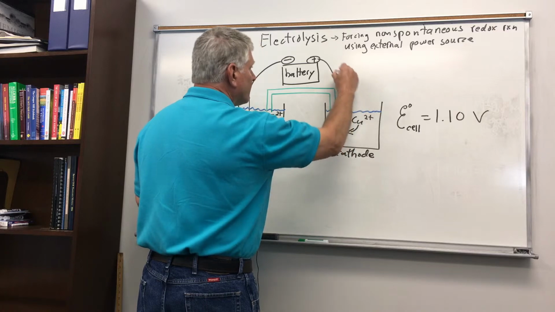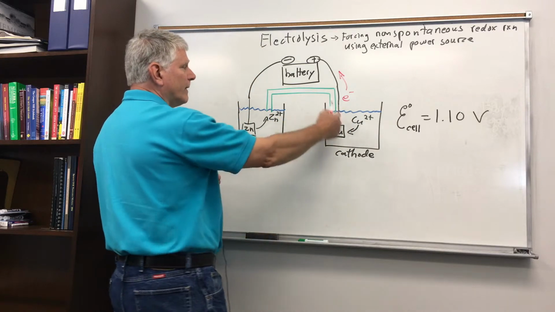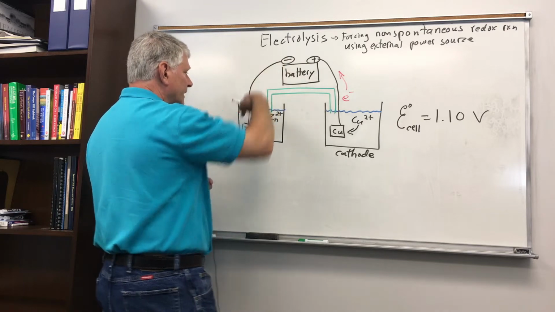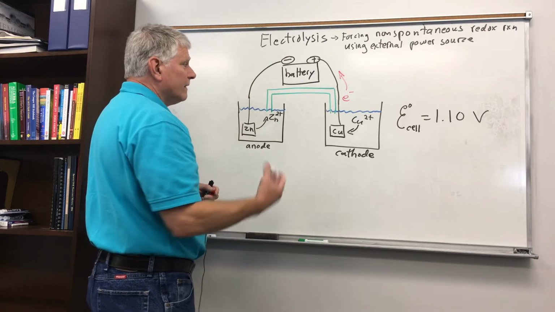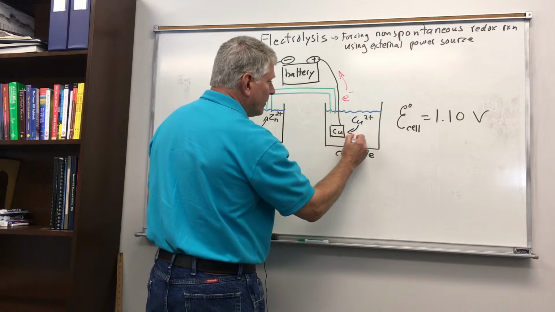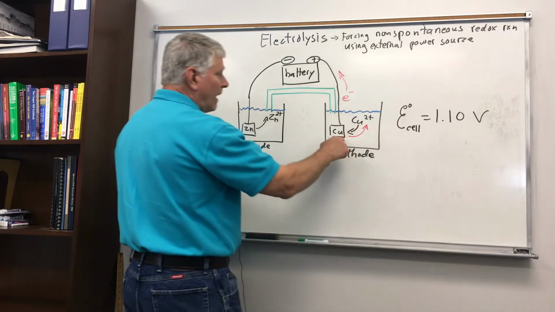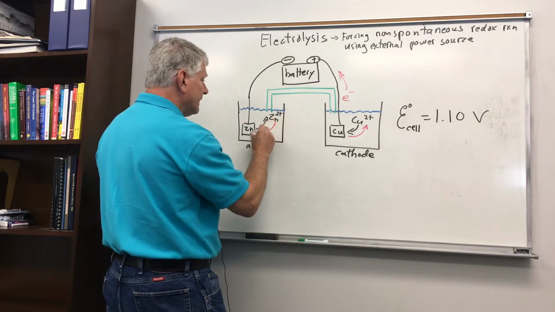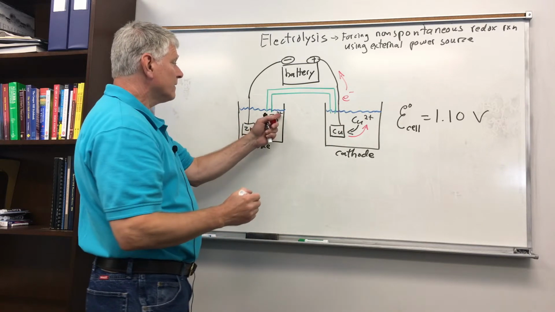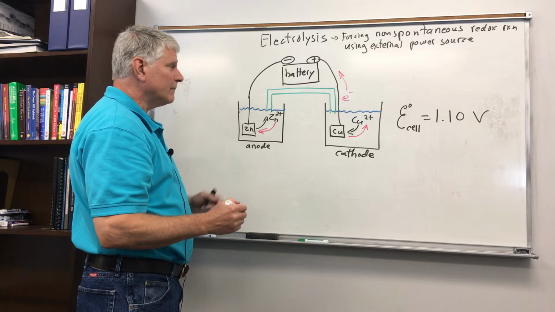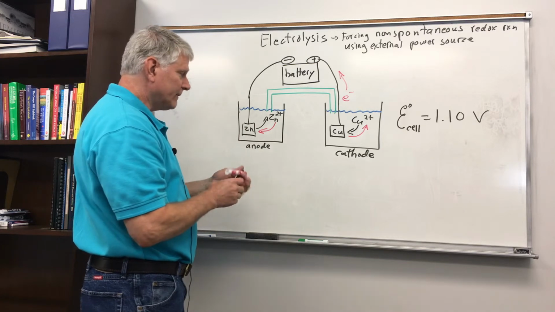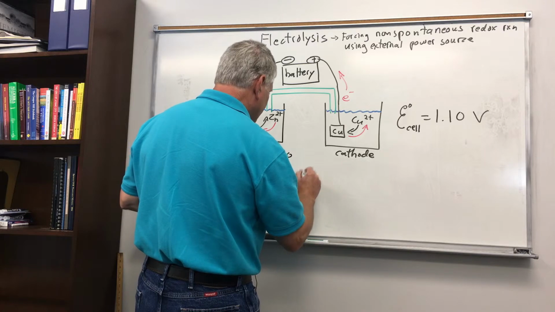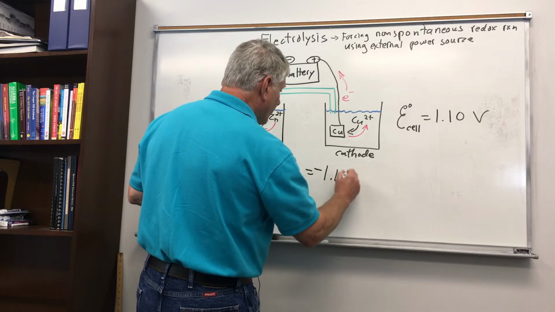So now electrons are flowing from right to left. They're being pulled to the positive end and pushed out through the negative end. And so now copper will be oxidized and go from copper to copper 2 plus, and zinc will be reduced, going from zinc 2 plus to zinc metal. And E standard for the cell, for this electrolysis cell, is negative 1.10 volts.